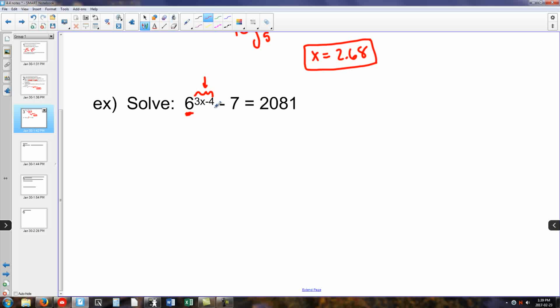Not the x, not the 4. The whole thing is the exponent. So this is going to help us for logs. But this minus 7 is not part of the exponential. So let's get rid of it. We're going to add 7.